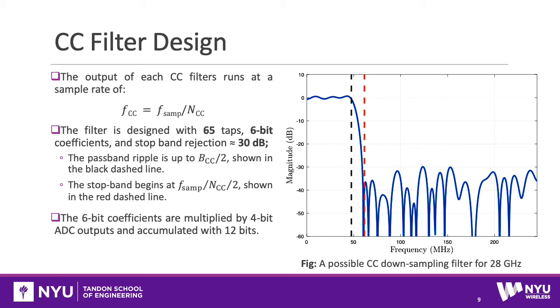This filter is designed using the multiple filter design tool, where we have 65 taps with 6 bits of coefficients and the stopband rejection of about 30 dB. In the graph, we can observe the passband region, which is up to the black dashed line, and the stopband region, which starts at the red dashed line. The 6-bit coefficients are multiplied by the 4-bit ADC outputs and accumulated with 12 bits.